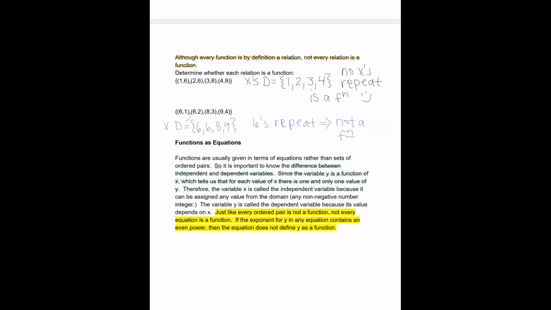Therefore, the variable x is called the independent variable because it can be assigned any value from the domain. The variable y is called the dependent variable because that value depends on x. So we assign a number to x, and then that determines what y is going to be. Now, just like not every ordered pair is a function, not every equation is a function. So this right here is very useful information.